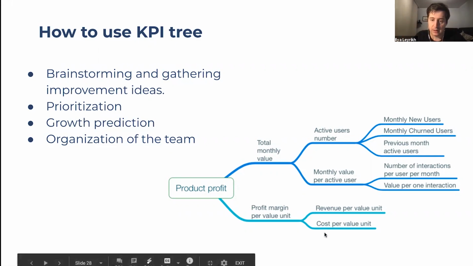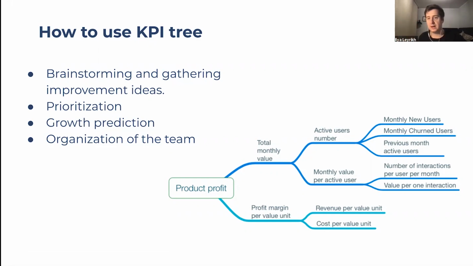So for example, the cost per value unit, and then we can split it into the different types of costs and think, okay, can we reduce the fixed cost? Can we reduce the acquisition cost? Can we reduce the cost per transaction? Maybe we will go to our partners and negotiate a better deal, etc.